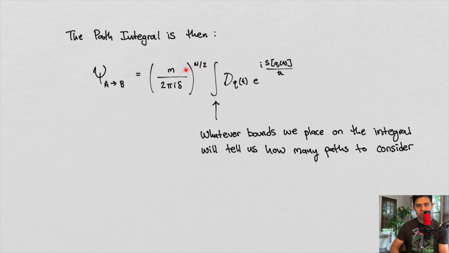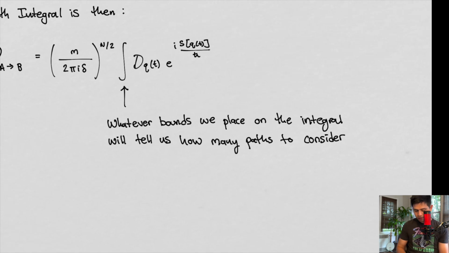So let's not deal with this right now. This is something that can be derived later. It's not derived in the book at all. What we're actually interested in, this is somewhat of a normalizing constant, is this integral right here. Whatever bounds we place on this integral tell us how many paths we want to consider, because this integral is an integral over q1 of t, q2 of t.